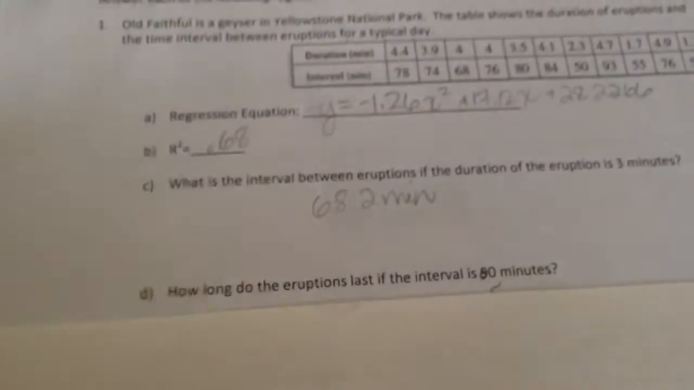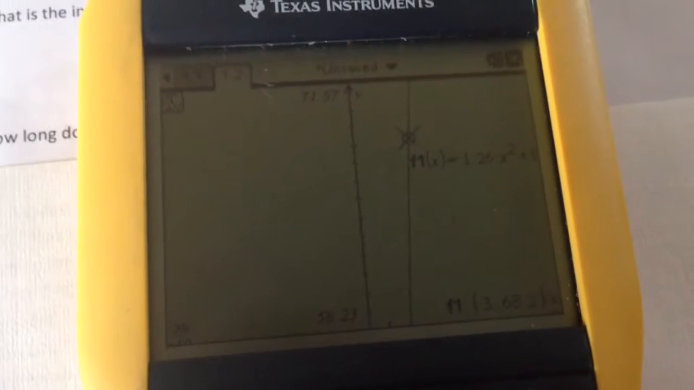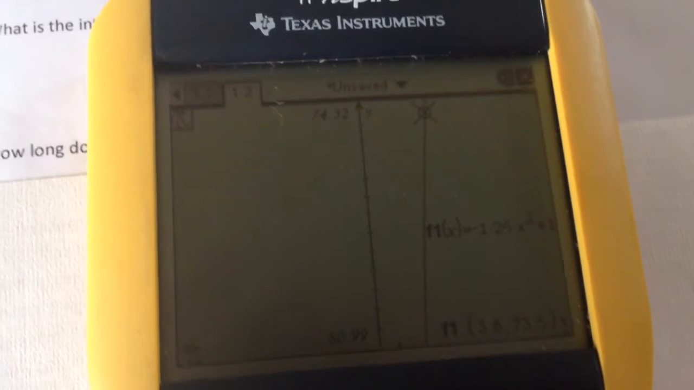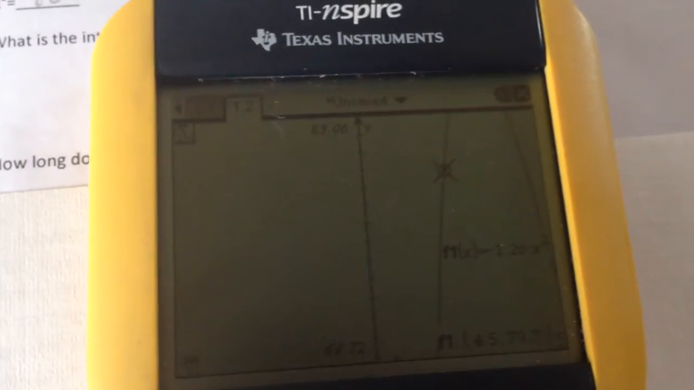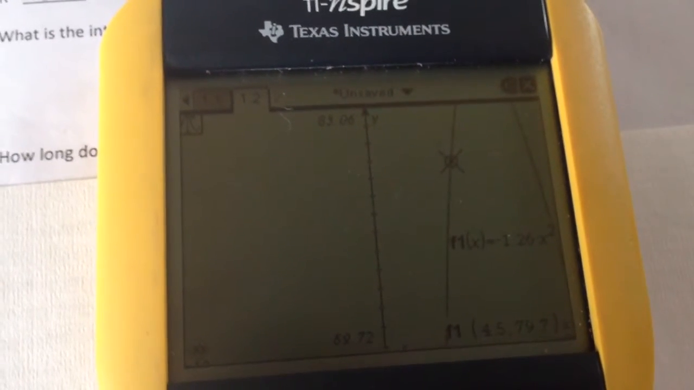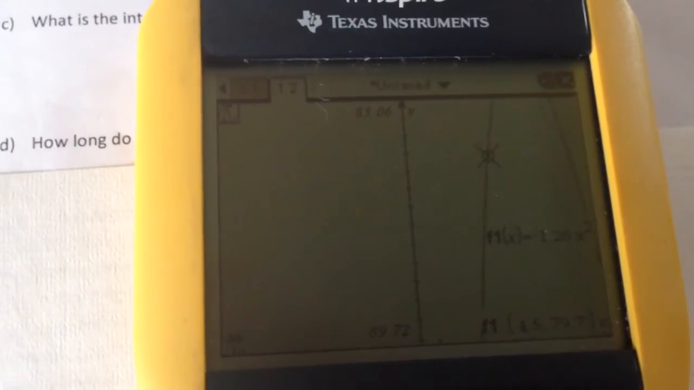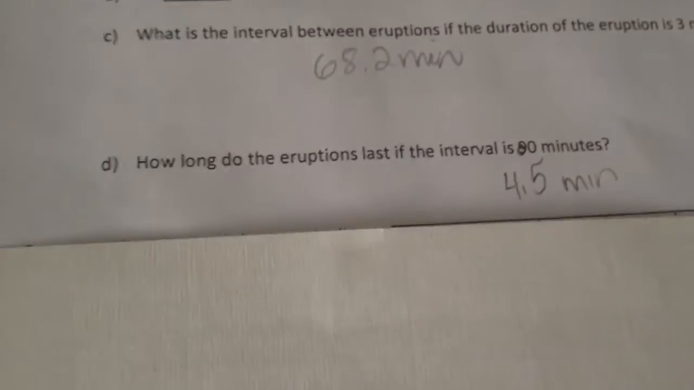And our last question, how long do the eruptions last if the interval is 80 minutes? So this time it's telling us the interval, which is our Y, so we need to find X. So right now we're at Y is 68.2, and we're going to continue on our graph. Now Y is 73.5, it's closer, 75.8, and we're almost at 80. You can see it goes above 80, so at 79.7, our X, our duration, is 4.5 minutes, and that gives us the answer to our final question.